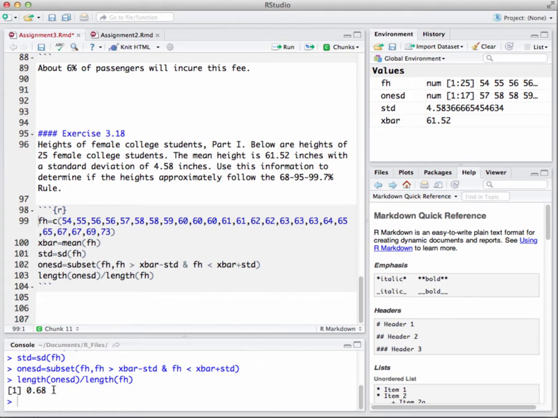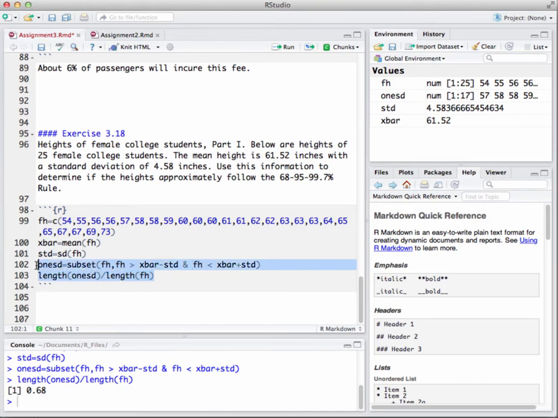So that's really good evidence, because that tells me within plus or minus 1 standard deviation, we're getting 68% of the data. So that's a good argument so far for inferring normalcy, but we can't stop there. We have to go and do the 2 standard deviations and the 3 standard deviations.